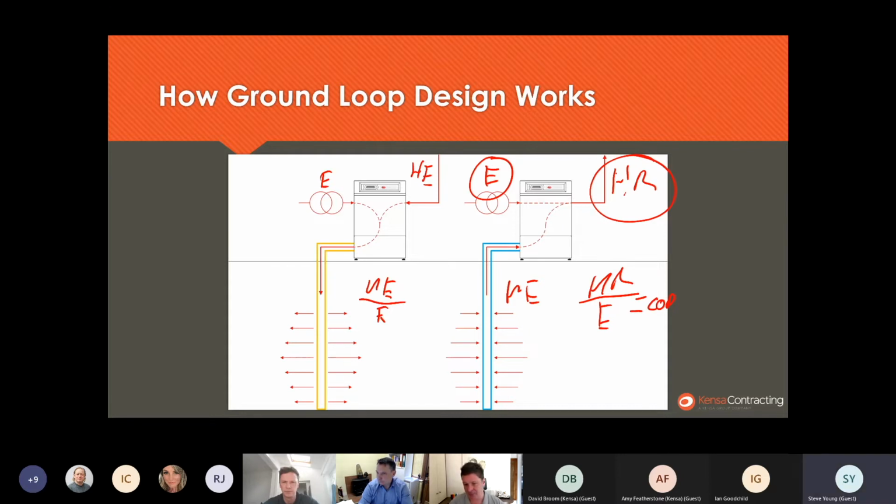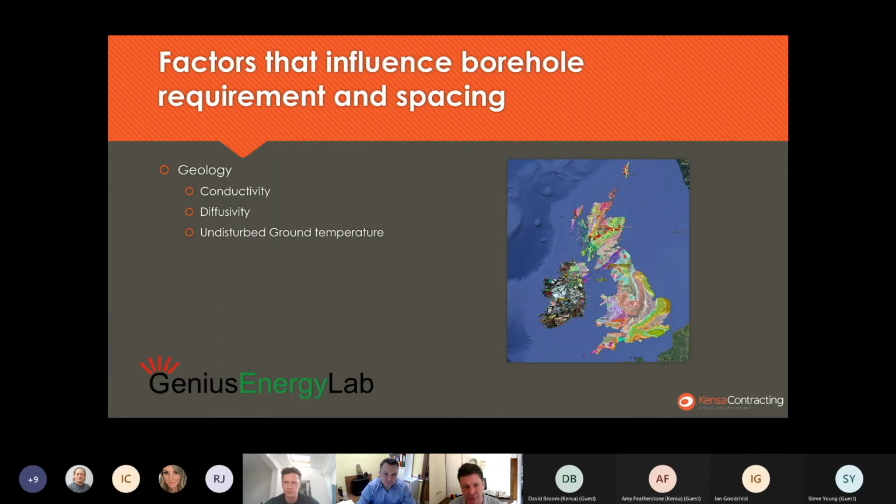All right, any questions on that before we go into the next bit? No, we're good for the next slide. Excellent, okay, cool. So that's how design works. This is the building. There's the characteristics of the heat pump. How much pipe do I need to put in the ground is the basic question. I'll come back to that in a second.